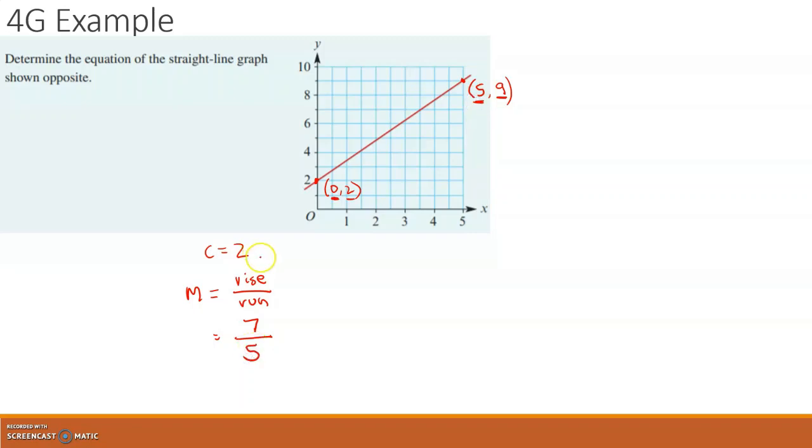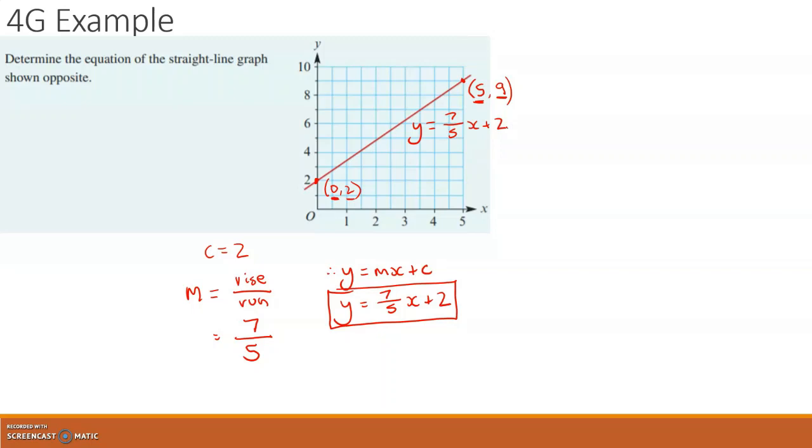So I've got a c value, and I've got an m value. That's all I need, because the standard form says that y is equal to mx plus c. And m in this case is 7 over 5, and c is 2. Oops, sorry, c is 2. So the standard form, the slope-intercept form of this straight line, is y equals 7 over 5x plus 2. So that's the equation of that straight line there. I can actually label it in the diagram as well: y equals 7 over 5x plus 2. Excellent. That was a 4G example.